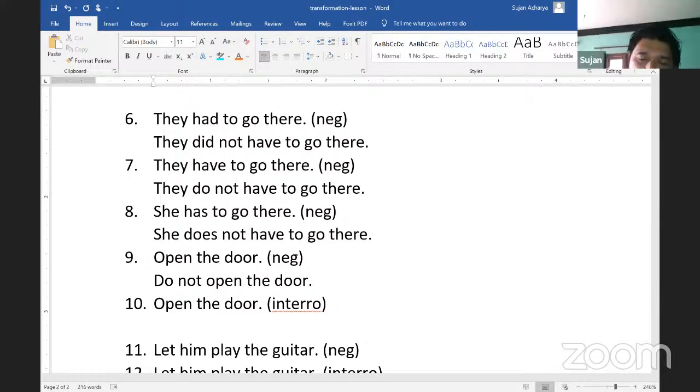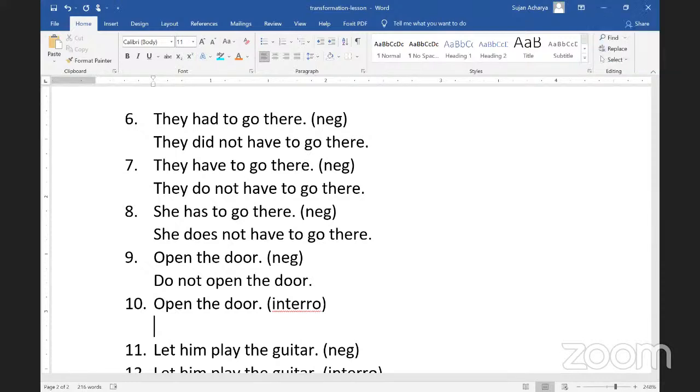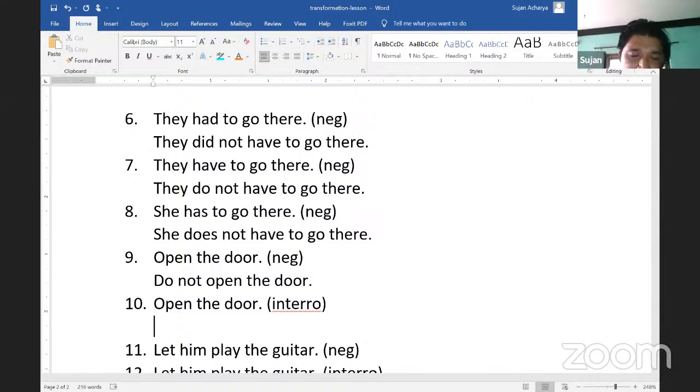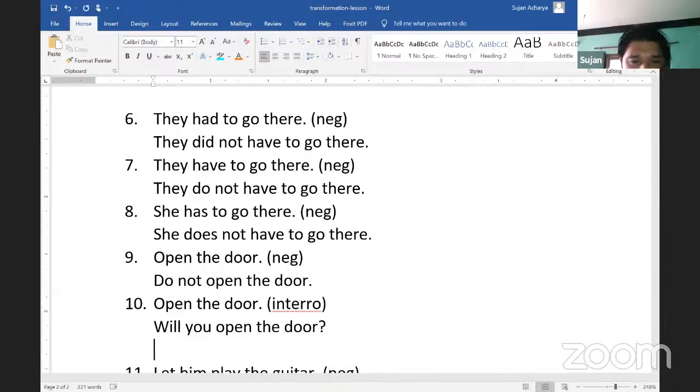Won't you, will you, won't you, not like that. Open the door, won't you? Or will you open the door? Will you open the door? Open the door. Will you open the door? Will you open the door is the interrogative. Now, if you want to make it negative interrogative, won't you open the door?